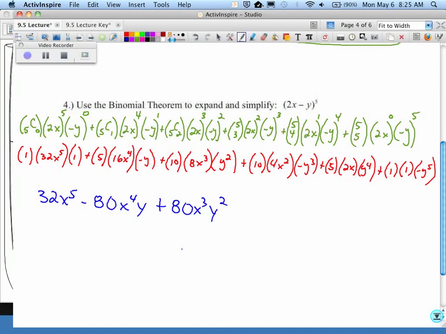5 times 2 is 10 x y to the fourth. And this last term is negative y to the fifth.